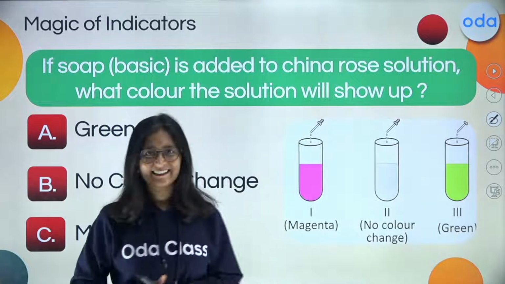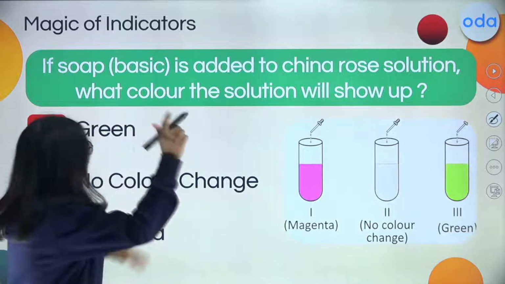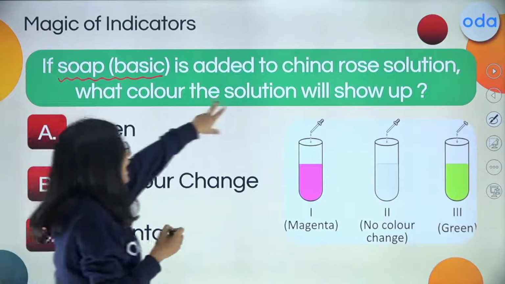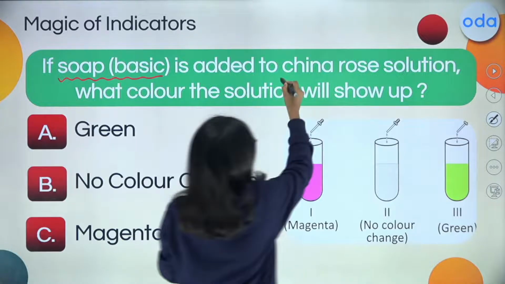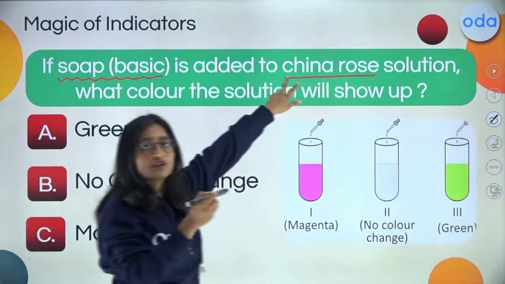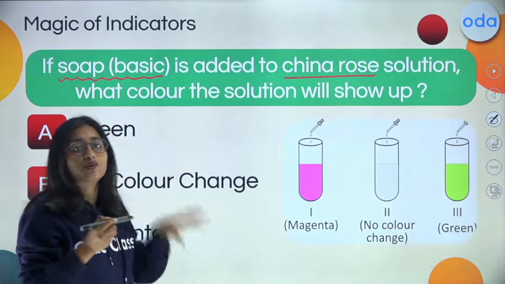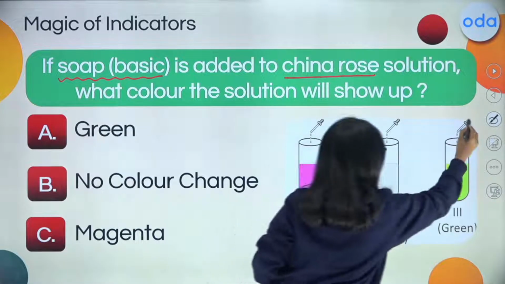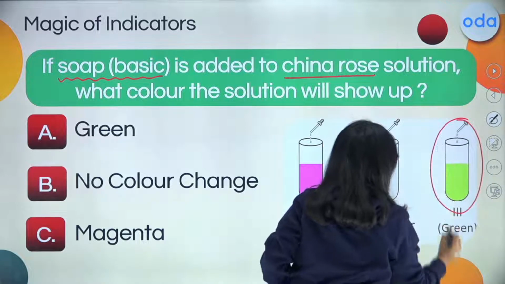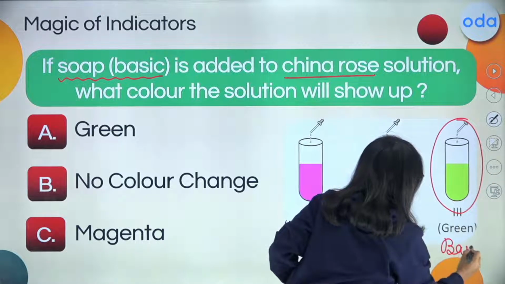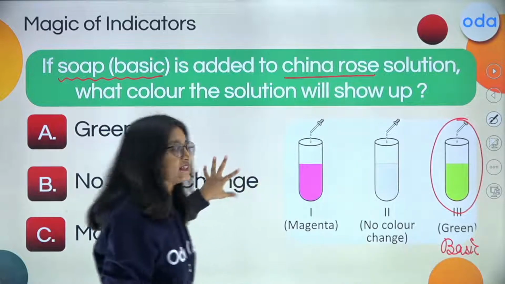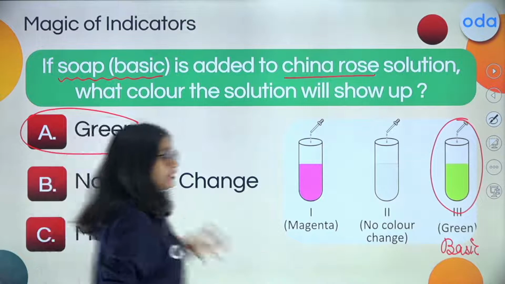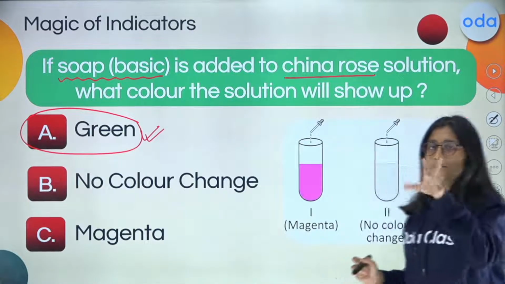Think about it. So here you have to focus only on two words: soap, which is basic in nature, and what is going to be the indicator? China rose. So in case of the China rose, it is going to turn green in case of the bases. And it is the case of a basic solution, right? So here we can say that option A is going to be correct, and it turns green in color when added to the basic solution.